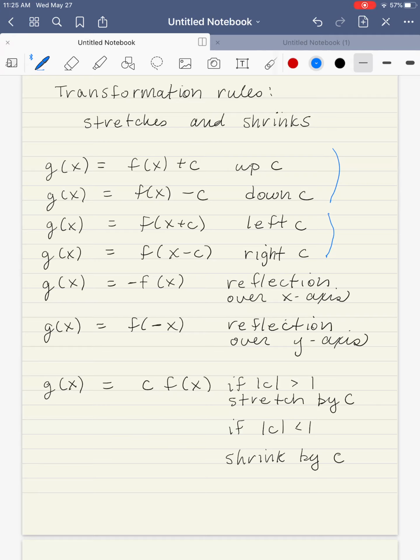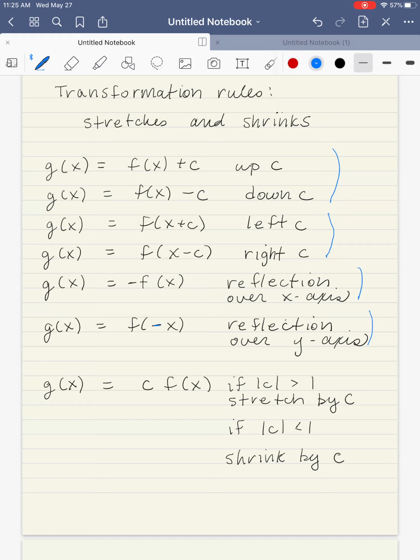And in our very last video, we saw that if we have a negative outside the function, that would be a reflection in the Y direction, which would be over the X axis. And if we have a negative inside of the function, that's a reflection in the X direction, which would be over the Y axis.